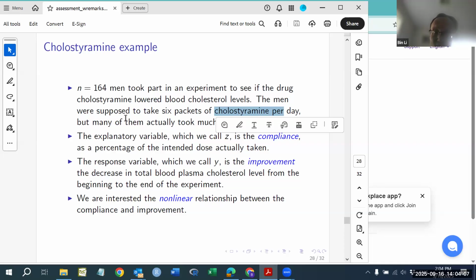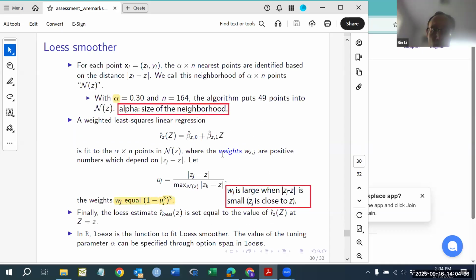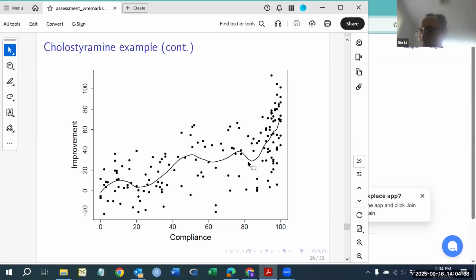So they want to find out the relationship between improvement and compliance. And of course, that relationship may not be linear, right? So you can see it's like that. The fitted curve is a nonlinear smooth fitting for the relationship between the compliance and the improvement. Here, what is that smoother? We will talk more about these nonlinear smoothings in a minute, maybe next time.